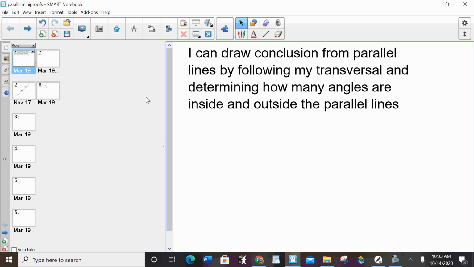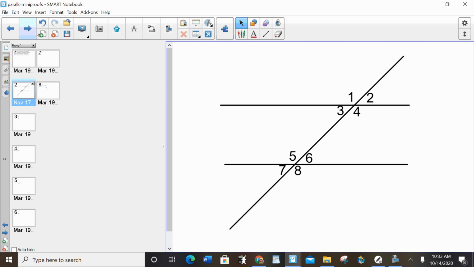Hello everybody! Today I can draw conclusions from parallel lines by following my transversal and determining how many angles are inside and outside the parallel lines. So this picture should look very familiar to you. We talked about this earlier this year.